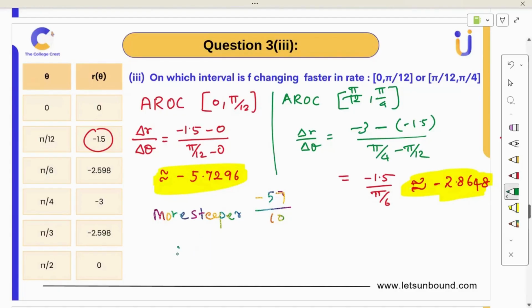So the faster change is in the first interval, 0 to pi by 12. Right? So this is how this works. And that's it. We completed the 3 questions, which play a very important role in understanding this topic.